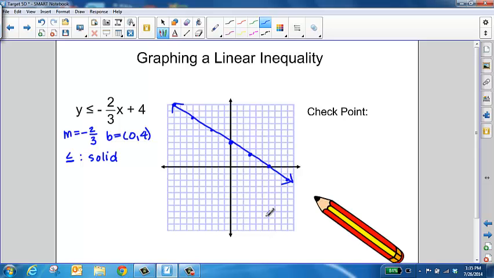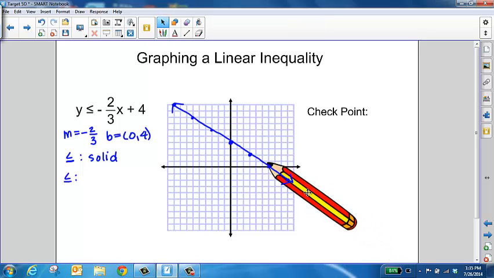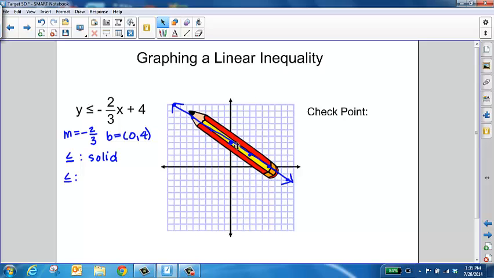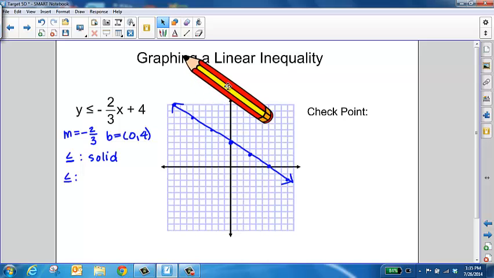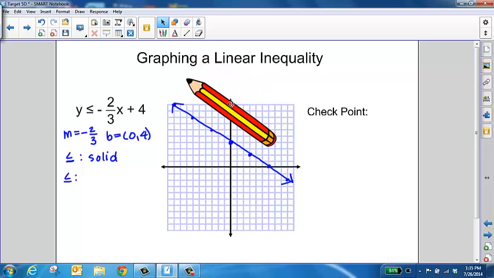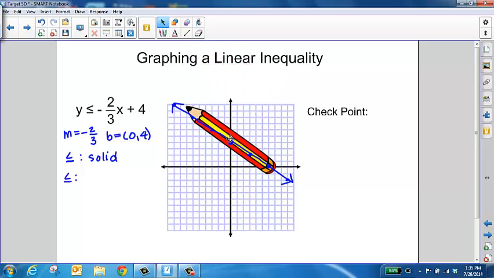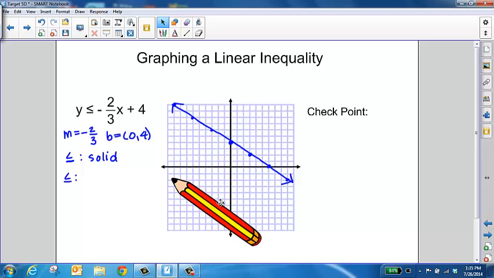Okay, now when we are trying to figure out which direction to shade, you again want to look at your inequality symbol. The inequality symbol is a less than or equal to. So what I want you to try to do is take your pencil or pen and put it on that boundary line like so. Now, if we want less than, does that mean that we want to shift up, which is everything that's greater than that y-intercept or that boundary line? Or do we want to shade under or below?